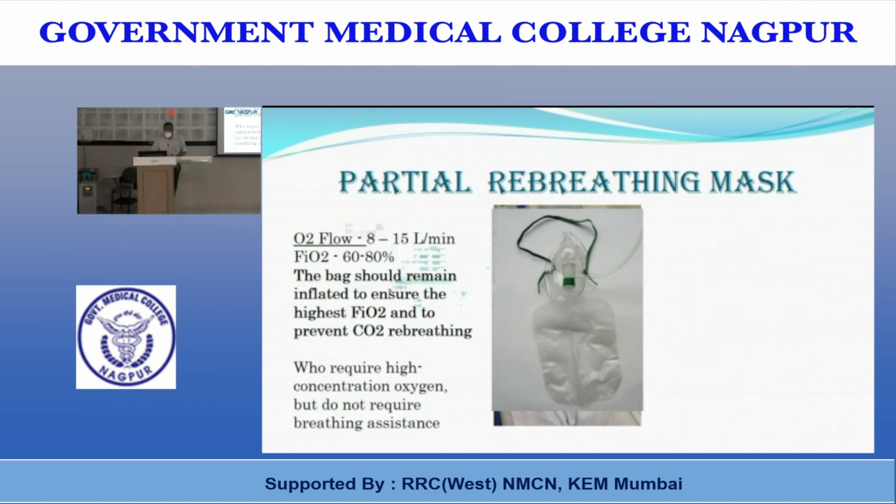Here we have to keep the oxygen flow at 8 to 15 liters per minute, so that we can deliver FiO2 of 60 to 80%. This mask is required when the patient needs a high concentration of oxygen. The bag should remain inflated to ensure the highest FiO2 and prevent CO2 rebreathing. So the bag should remain inflated during the patient's inspiration and expiration. We have to adjust the high flow rate of 8 to 15 liters when we attach this type of rebreathing mask.